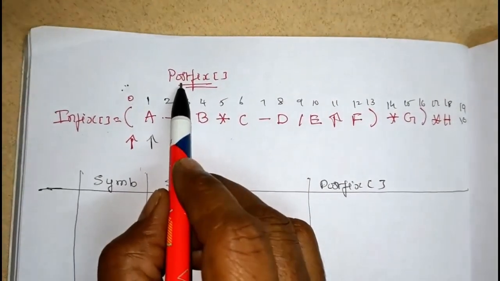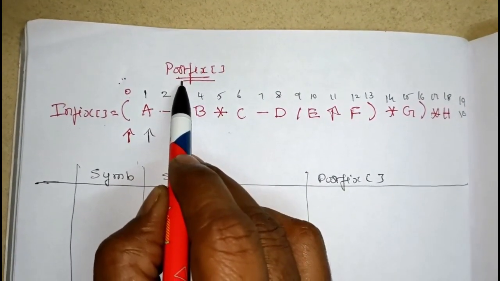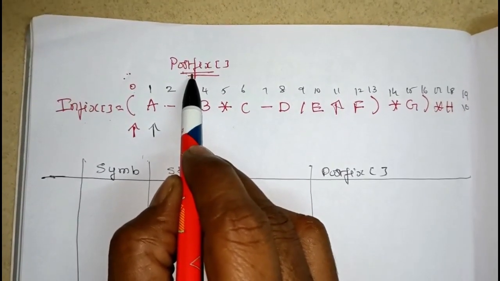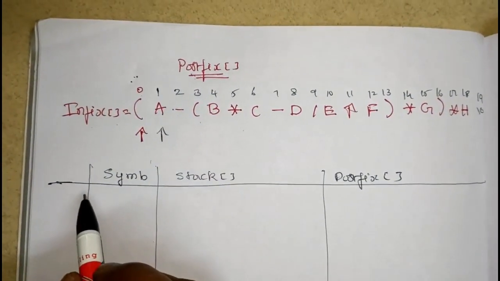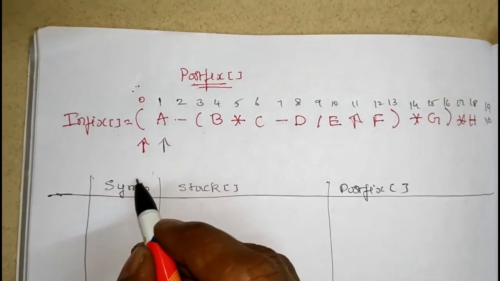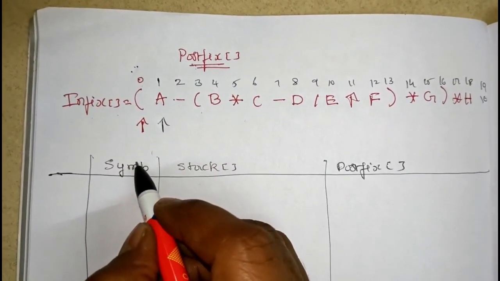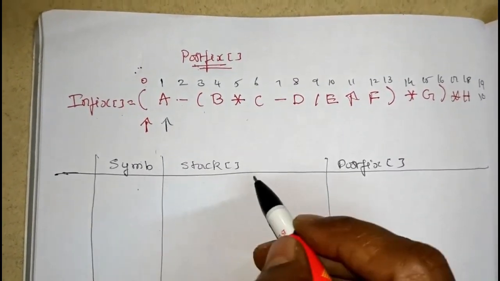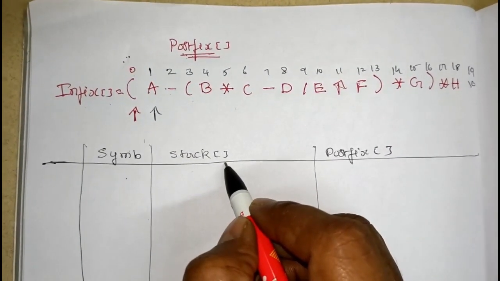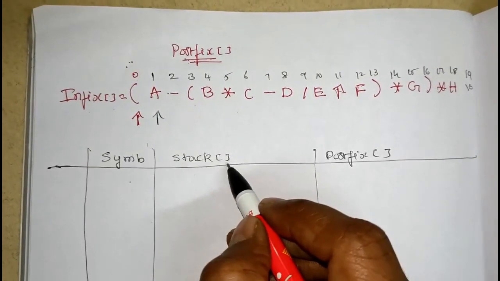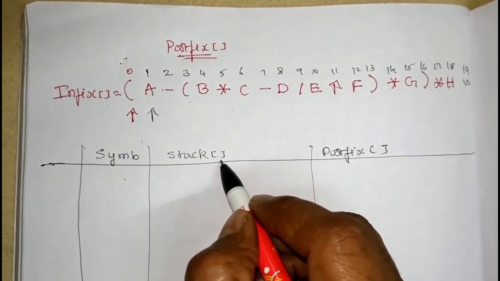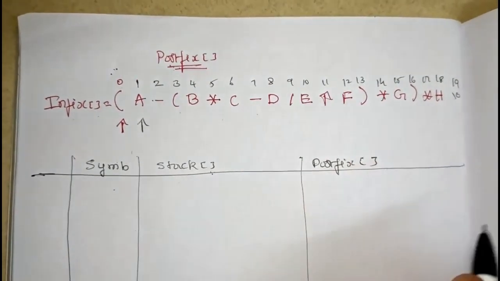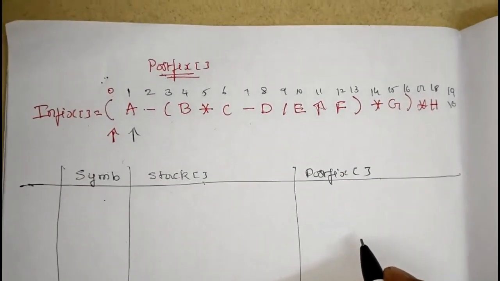Now coming to the postfix array, we require this array to store the converted postfix notation. The symbol is a character which stores the symbol every time we encounter one, and stack is an array of characters which is used to store the operators. Postfix, again, stores the converted postfix notation.